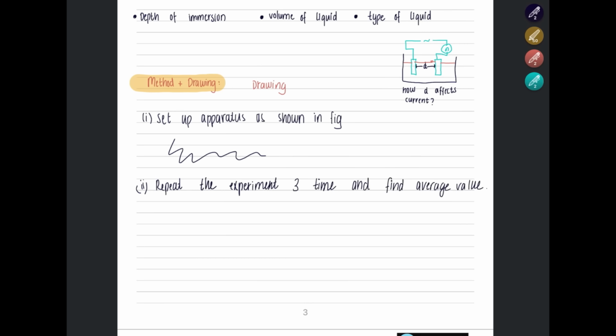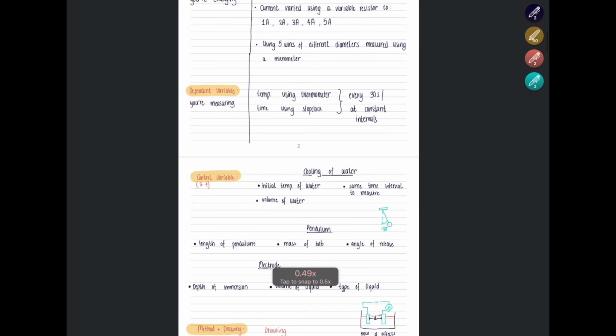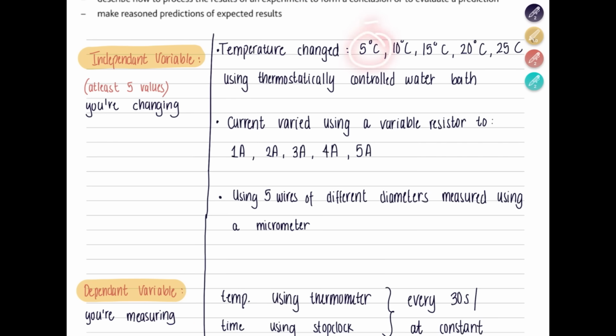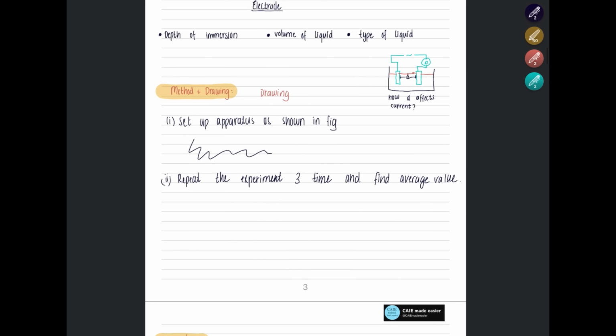So for each independent variable, you're going to repeat the experiment. For 5 degrees Celsius, you will repeat it 3 times. 10 degrees Celsius, you will repeat it 3 times. So repeat the experiment 3 times and find the average values.